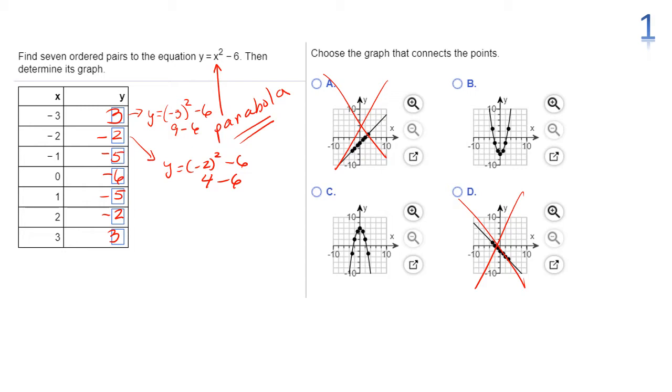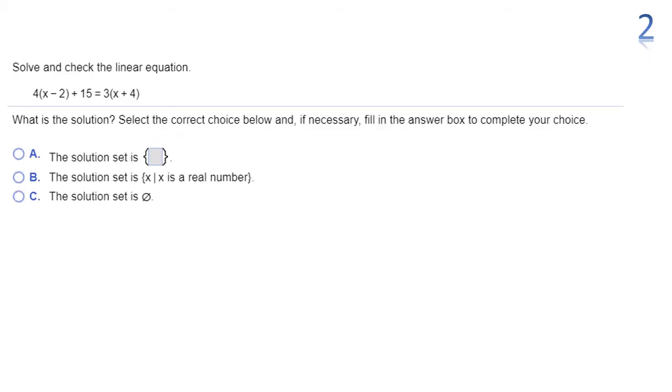Now, we must find the parabola that matches up to these ordered pairs. So check them. The first ordered pair I noticed would be easy to check is 0, -6. In answer choice B, I do have 0, -6 on that parabola. However, in answer choice C, 0, -6 is not a point on the graph. So my correct answer is B.